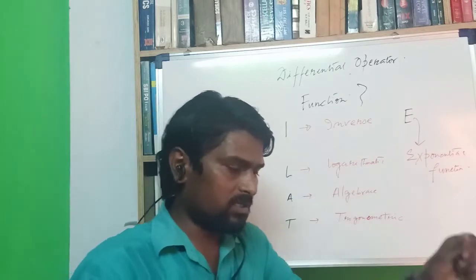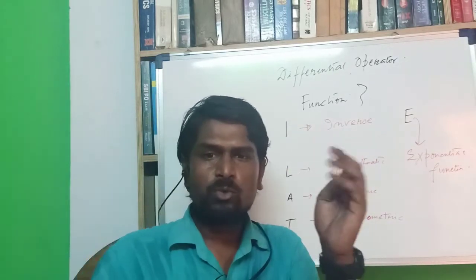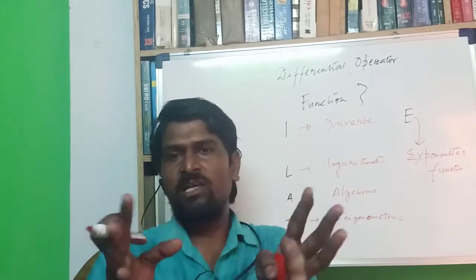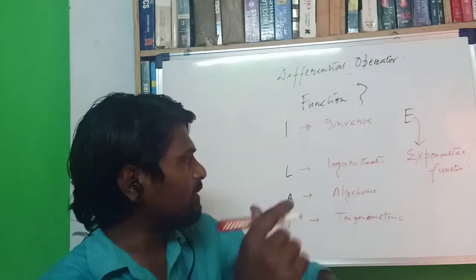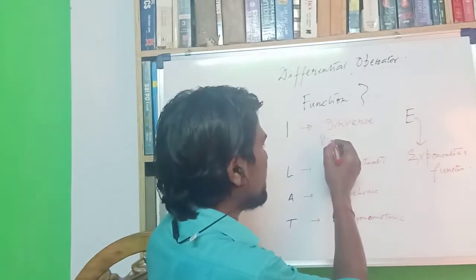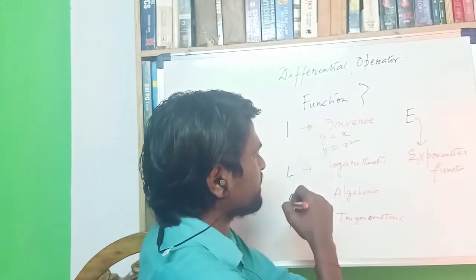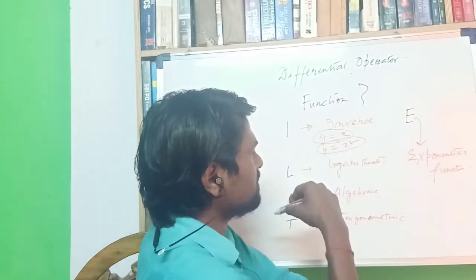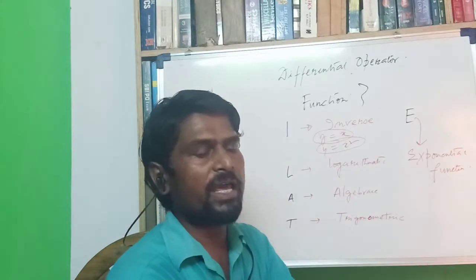And what is a function? To know about the function, you have to know that a function is the relationship between two variables. Suppose I write y equal to x or y equal to x square. So this is a linear function and this is a parabolic function. So what is a function? A function is the relationship between two variables.